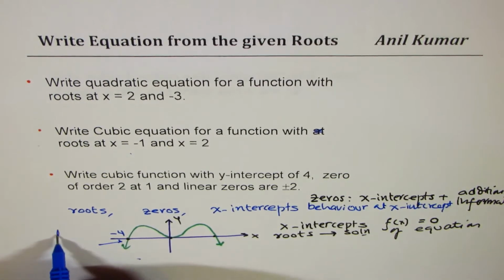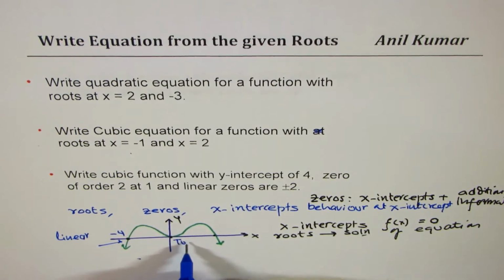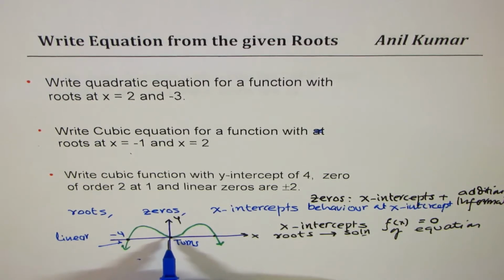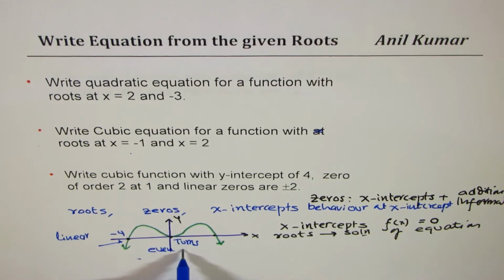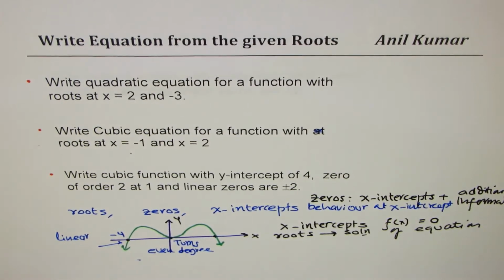So this behavior is linear. Here it turns, so it is of even nature, or you could say quadratic, right? So here the zero has order of 2 or 4 or something like this. Whenever it turns, it is even degree. Here again it is linear. So I hope this concept is clear. It's very important to understand the three terms which we normally use.